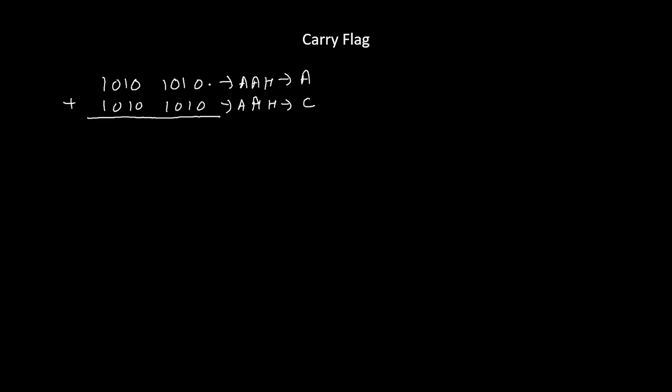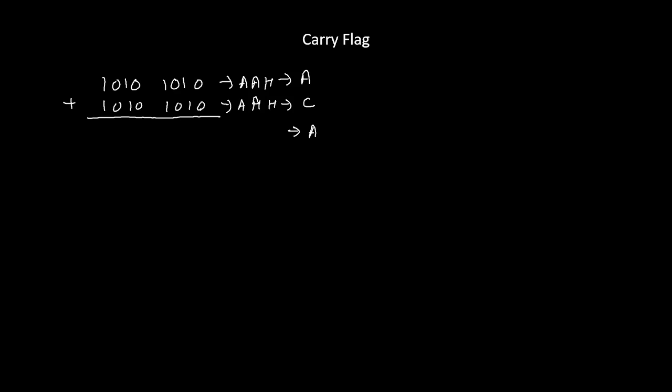So, let's start with the carry flag. We will see when our carry flag will become 1 and when it will become 0. Let's say we are performing addition of 1010 1010 plus 1010 1010. This value is AAH and this value is AAH. Suppose one is stored in the accumulator and the other is stored in the C register, and we perform A plus C. After A plus C, A and C will get added and the answer will get stored inside the A register.